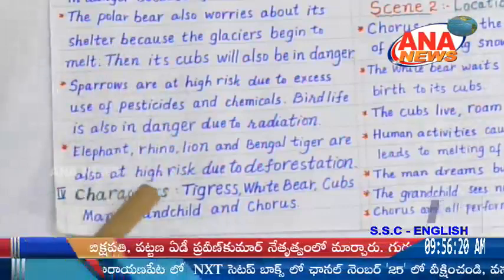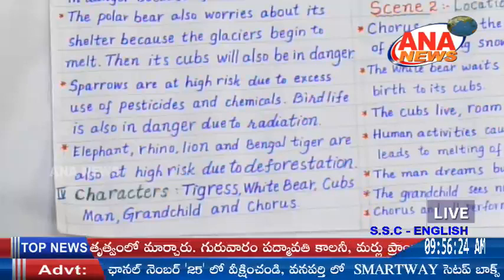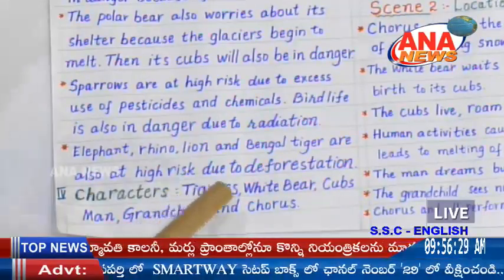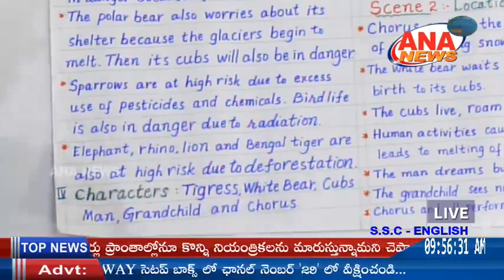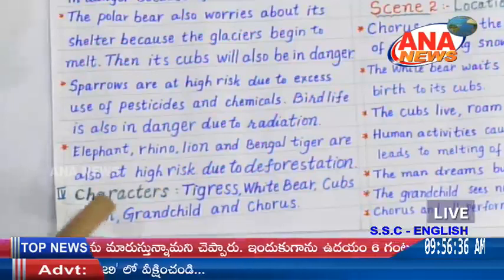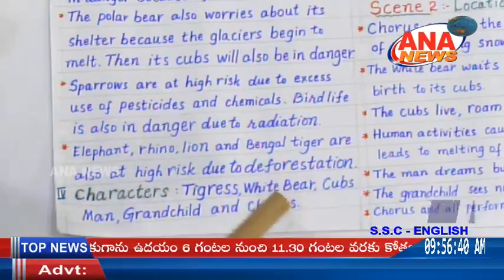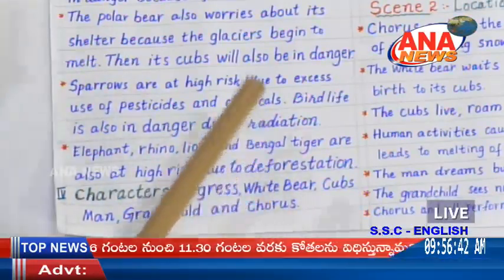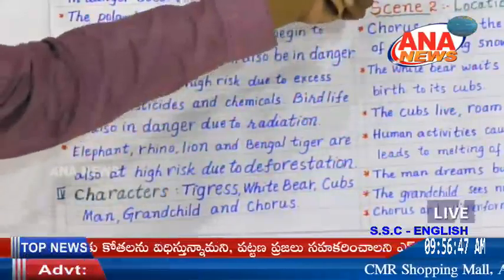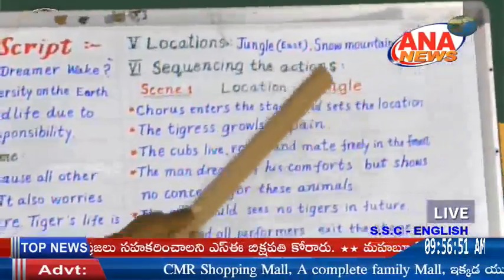Now, the fourth step, characters. We have already identified, my dear children. The characters in the poem we have already seen. What are they? Tigress, white bear, cubs, man, the dreamer. Here dreamer refers to man, man's humanity. Grandchild and chorus. Chorus is the common character. Next, locations. The first location in the east direction, jungle, a forest, and in the north, snow mountains.